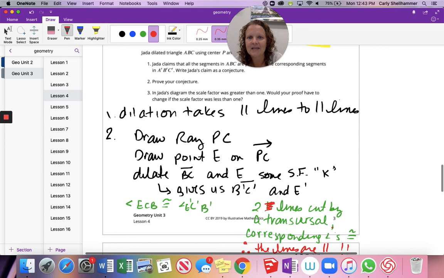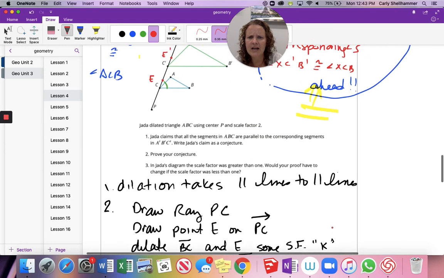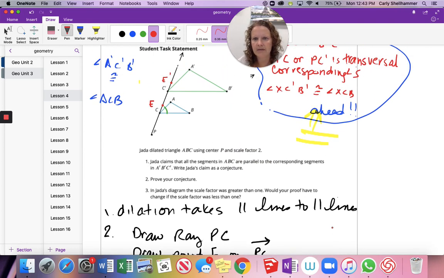Okay, cool. Now, in Jada's diagram, we have that right here. Oh, I should mark that congruent angle. So in Jada's diagram, the scale factor was greater than 1. Would your proof have to change if the scale factor was less than 1? Nope. We're good.